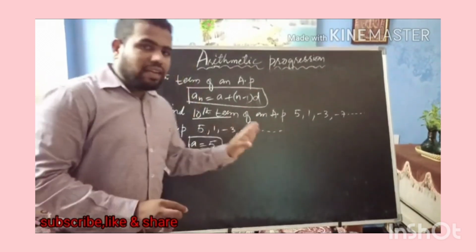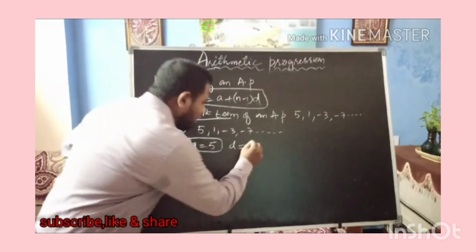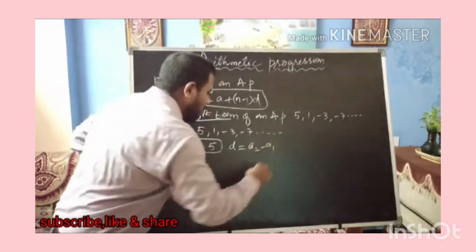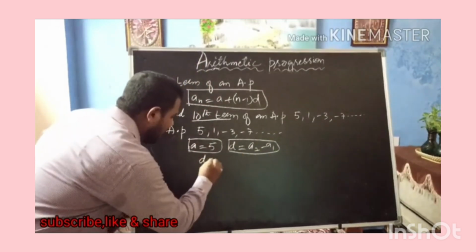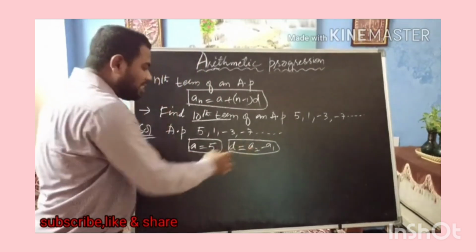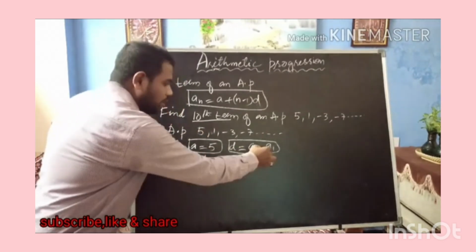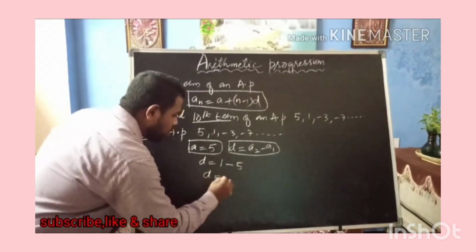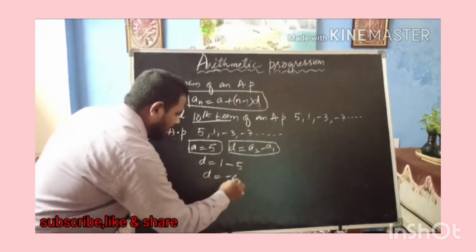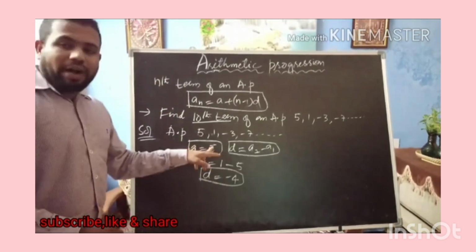We already studied the formula to find the common difference, that is A2 minus A1, the second term minus the first term. So D equals, what is the second term? The second term is 1, minus A1. What is A1? The first term, that is 5. So D equals 1 minus 5, that is minus 4. So D is minus 4 and A is 5.